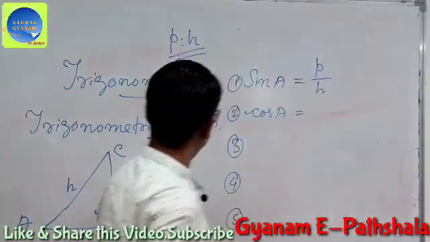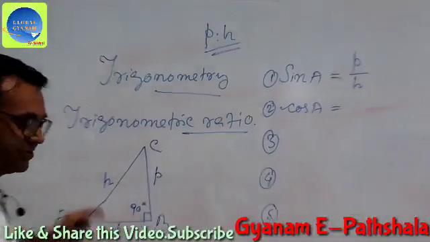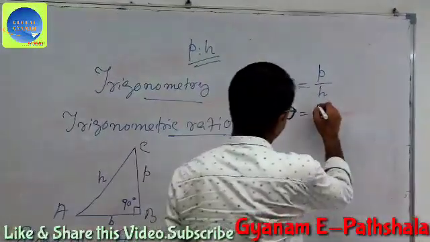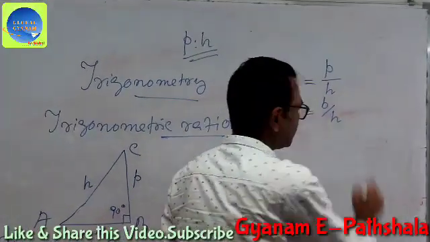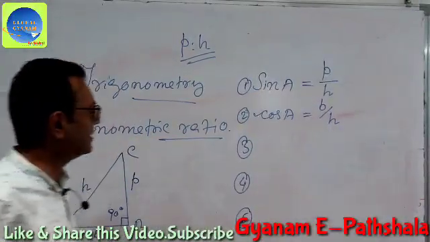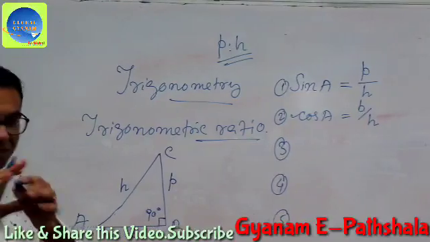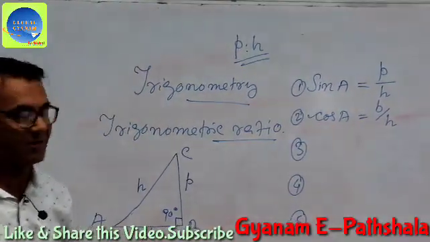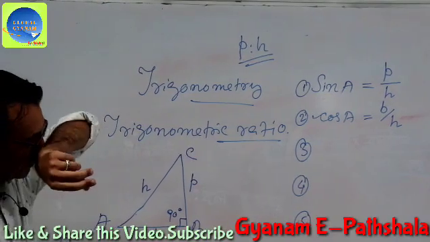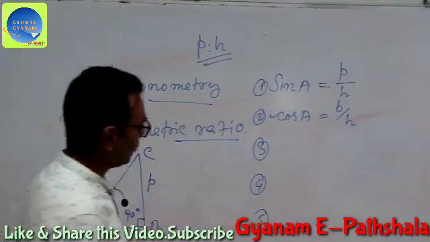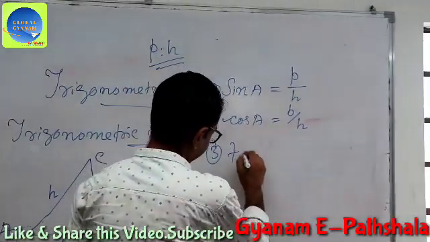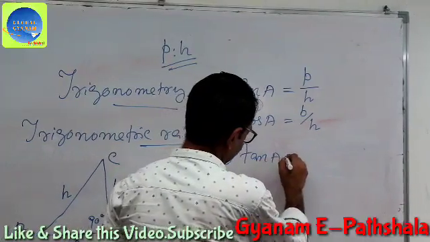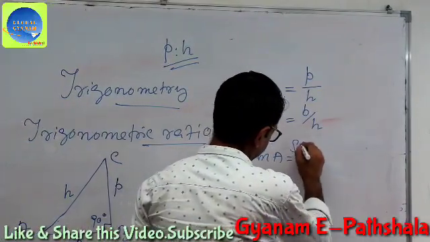We come to cos of A then. Cos of A is base by hypotenuse, B by H. So you see, you have to remember just these two things in trigonometry. The whole of trigonometry you need just these two things, sine A and cos A. Sine A is P by H, cos A is B by H. We come to tan A. Tan A is nothing but sine A by cos A.